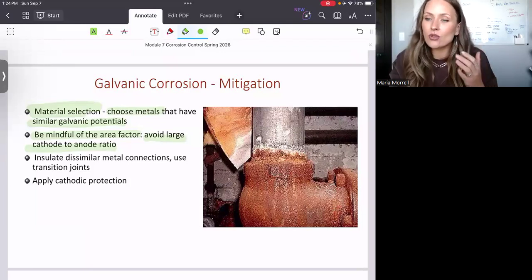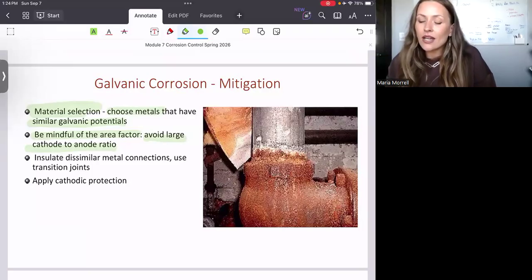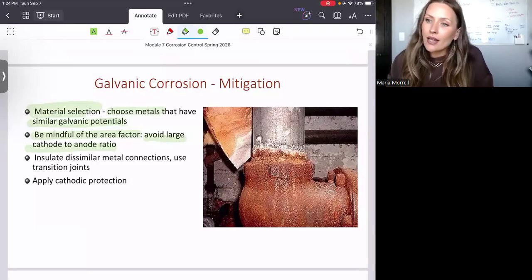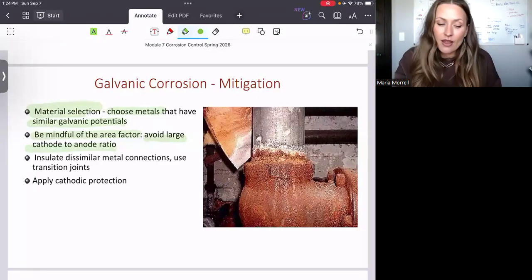Sometimes you can't get away by choosing a different material. Sometimes there are two materials and you're stuck with them. You have steel and you have to connect it to the aluminum. You'll be surprised, but it is a very common practice where you just have to make these two materials work together as a part of a structure. So what would you do then?